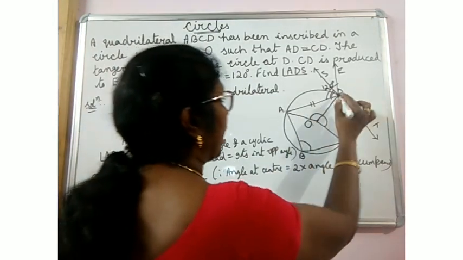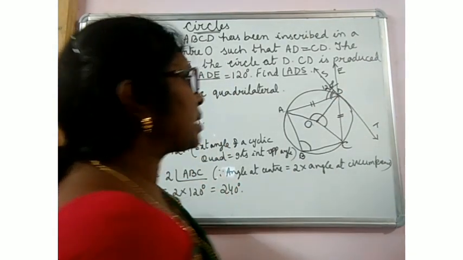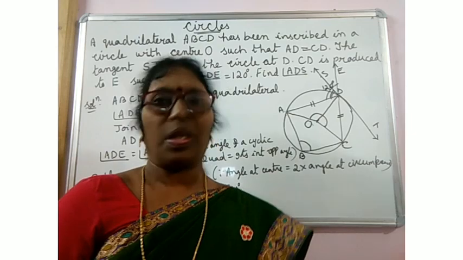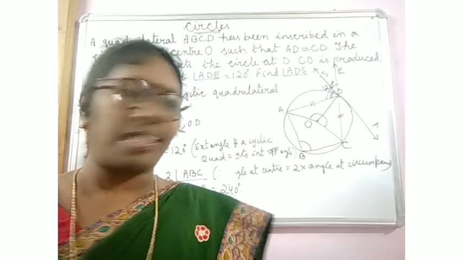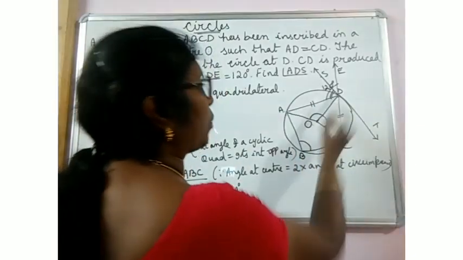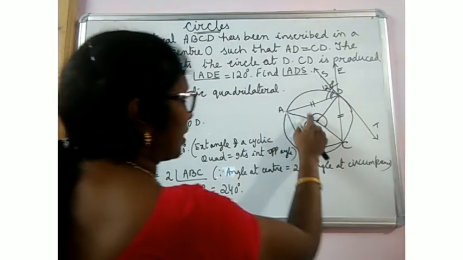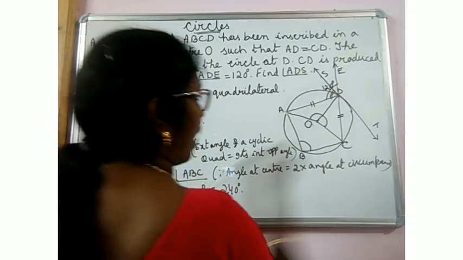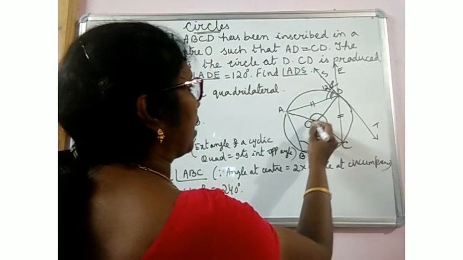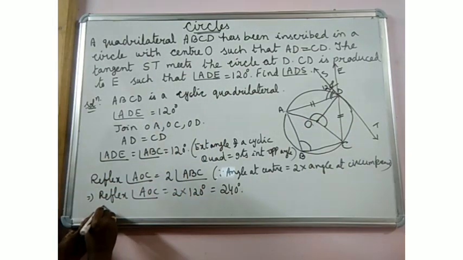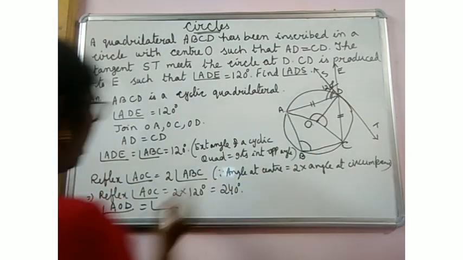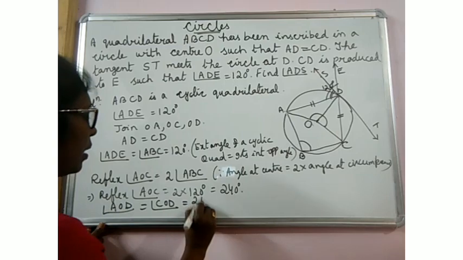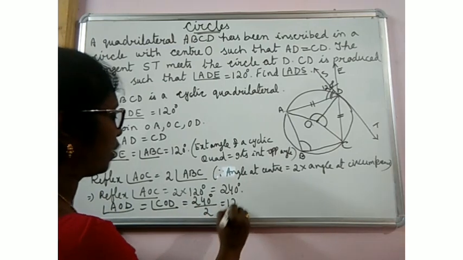But you know that AD is equal to CD. AD and CD are two chords of the circle. You know that equal chords of a circle subtend equal angles at the center. That means angle AOD is equal to angle COD. But the total reflex angle AOC is 240, so each of these will be half of it. Angle AOD is equal to angle COD, that is equal to 240 degrees by 2, that is 120 degrees.